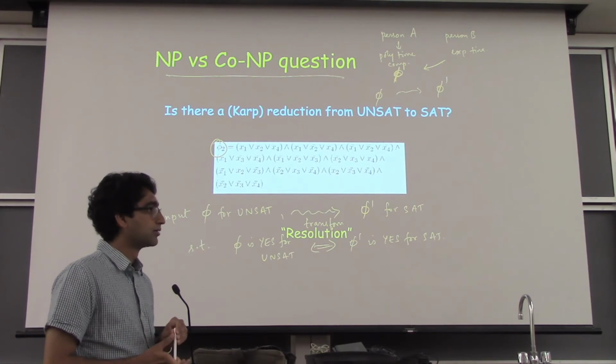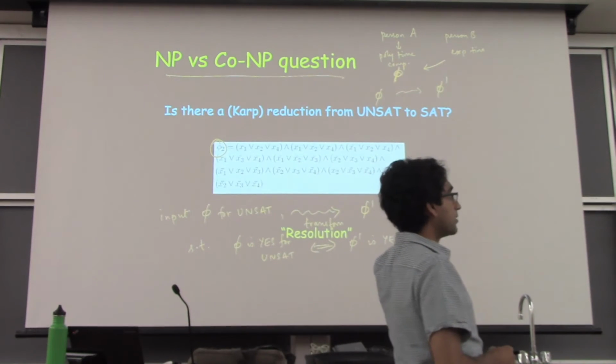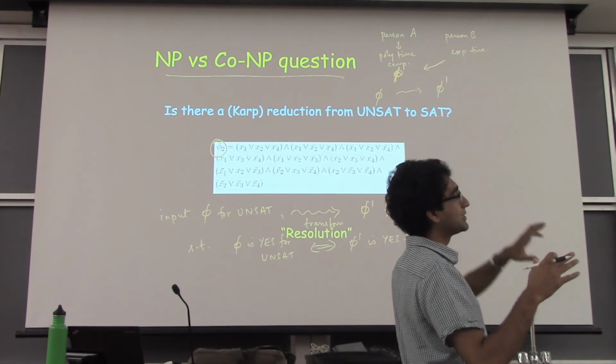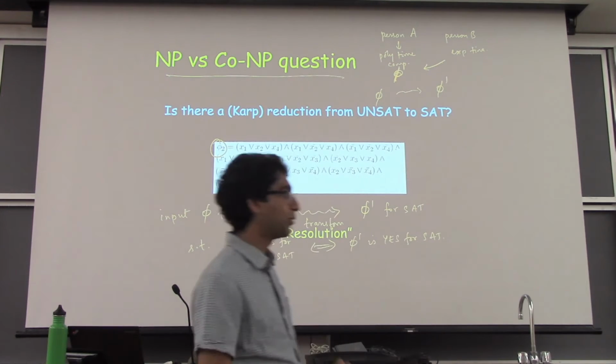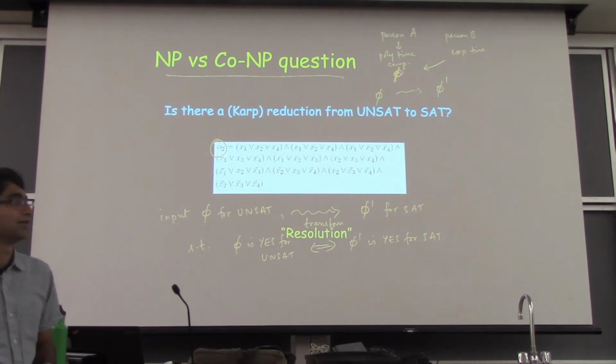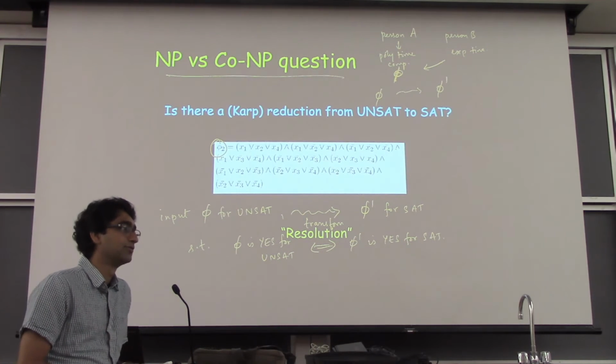But you can use anything to convince A. That means B is not restrained in what it can send A. Yes, all it can send is some polynomial sized thing. So is there a poly-sized proof that phi is not satisfiable? And this we don't know.